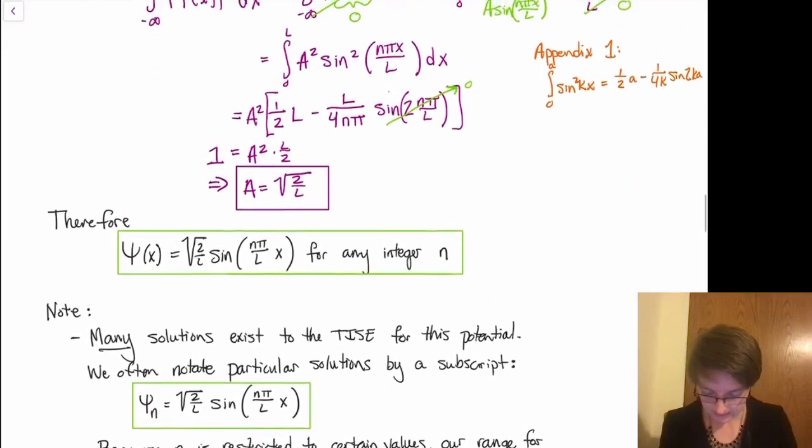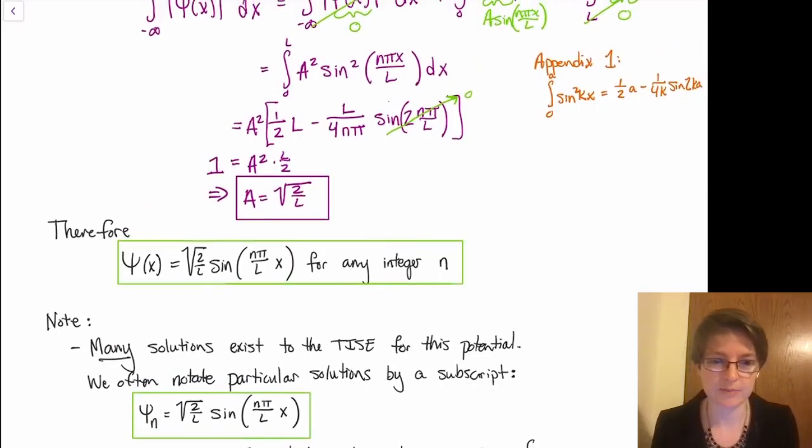It is typical for scientists to represent the different solutions, what we would call the particular solutions, using a subscript. And so frequently what you'll see in your textbook is someone saying a particular solution psi sub n is equal to square root of 2 over L times sine of n pi over L times x. And that's just a way of pointing out that there's many different solutions, and so we should index them, and the natural way to index them is by their integer n.